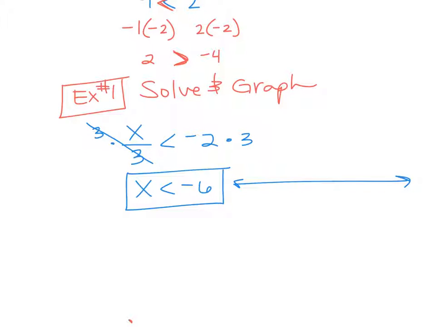How do I graph that? A point at -6 is open or closed? Open at -6. And what direction is my arrow? Left. To the left. It's less than, right? Less than goes to the left. Okay, if I turn that into an arrow, my arrow's pointing to the left. Okay?